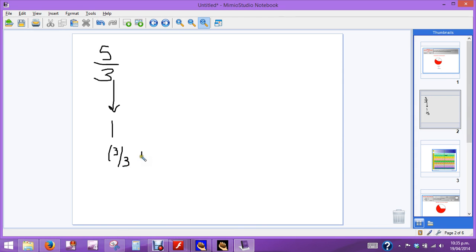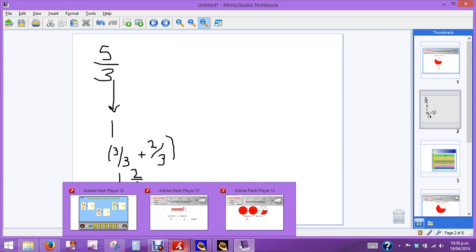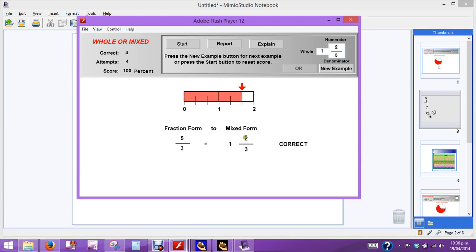But I still have 2/3 to take care of. That's why I'm saying that one lot is 3/3, because 3/3 plus 2/3 made my 5/3. This 3/3 is 1, and this 2/3 is left over. So I'm breaking down 5/3 to 3/3 and the other bit 2/3. Let's go back. That's why it was 1 and 2/3.